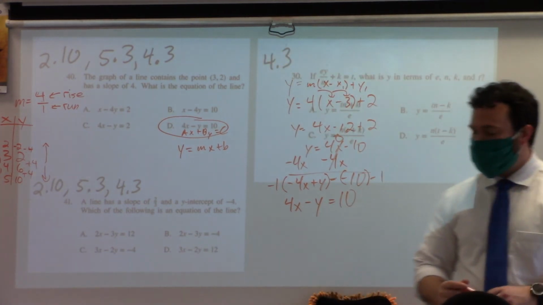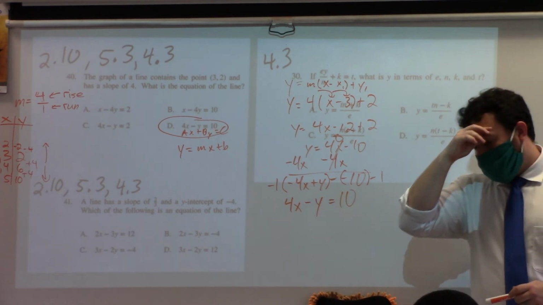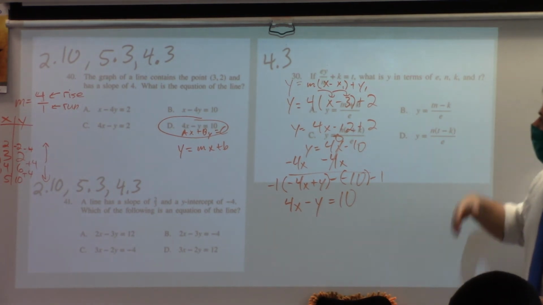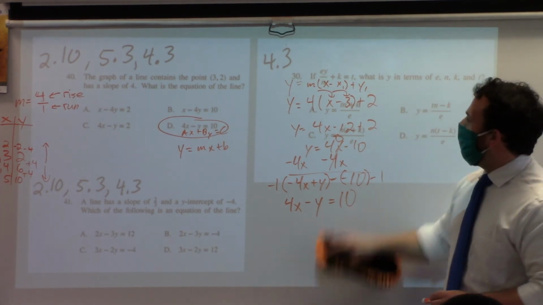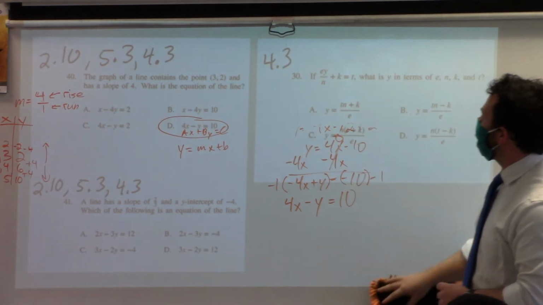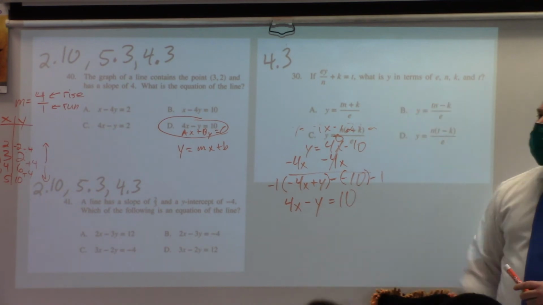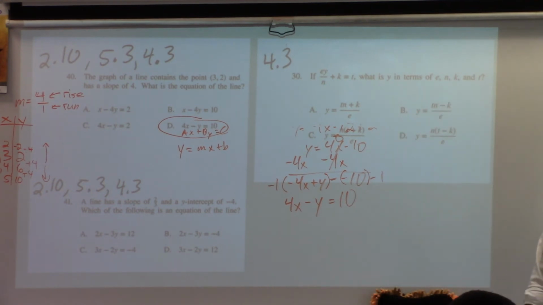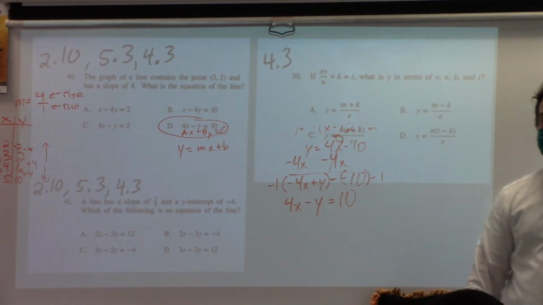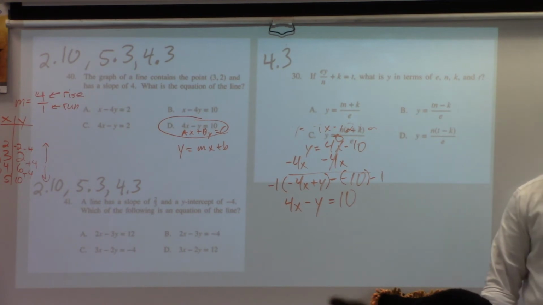Now, really quickly, I want to look at number 30 before we look at what our homework was from. Number 30 says, if EY divided by N plus K is equal to T, what is Y in terms of E, N, K, and T? Which resource are you going to use for an equation like this? Symbolab, right? It's asking us to solve.